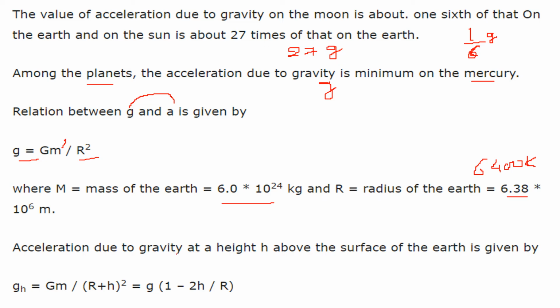The acceleration due to gravity at a certain height h from the surface of the earth is given by g_h equal to GM by (r plus h) square. One more expression is there: g times (1 minus 2h by r).